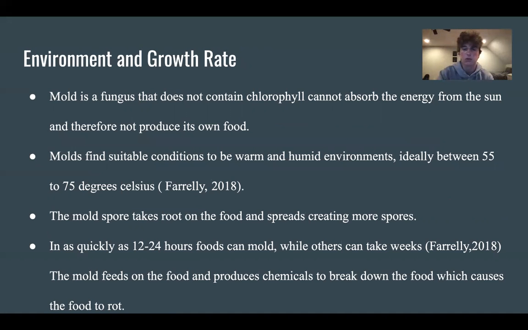Some environment and growth rate. Mold is a fungus that does not contain chlorophyll, which means it cannot absorb energy from the sun and therefore cannot produce its own food. Molds find suitable conditions to be warm, humid environments, ideally between 55 to 75 degrees Celsius. The mold spores can take root on the food and spread, creating more spores. As quickly as 12 to 24 hours, foods can mold, while others can take weeks. The mold feeds on the food and produces chemicals to break down the food, which causes the food to rot.